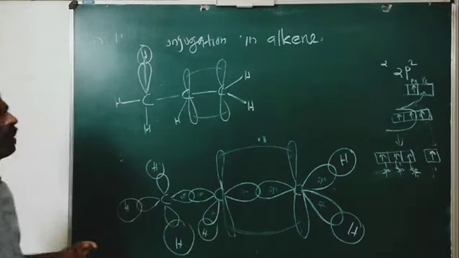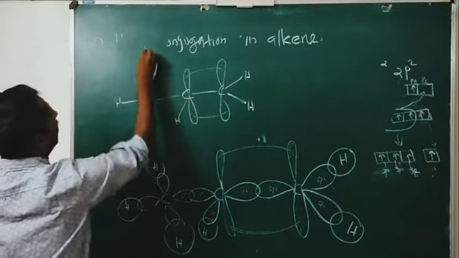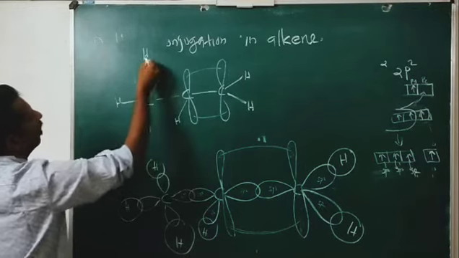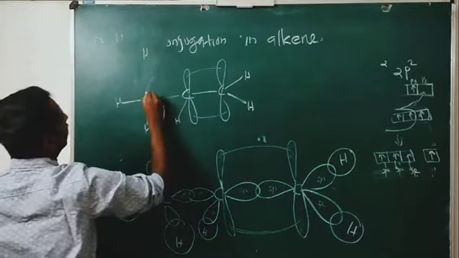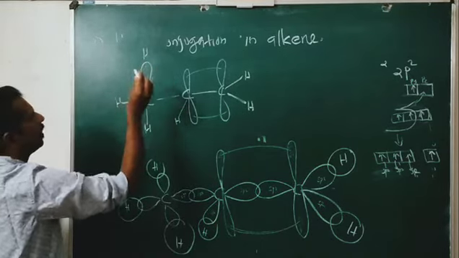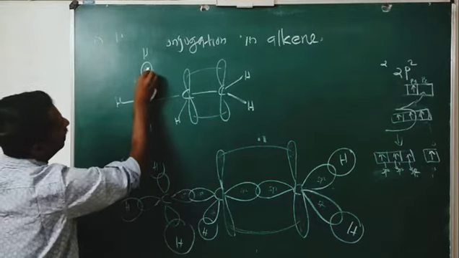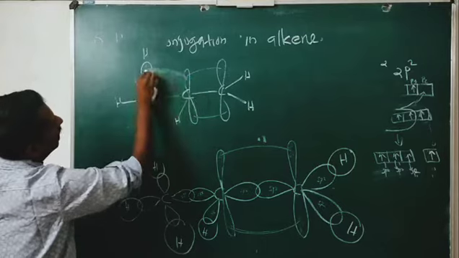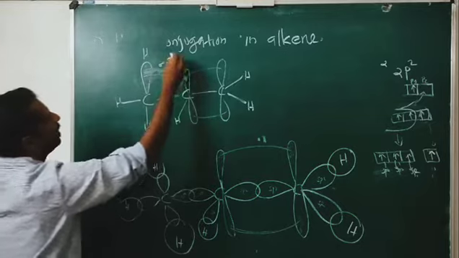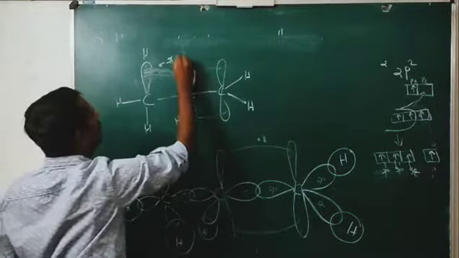Okay, now what do we mean by hyperconjugation? It means this C-H sigma bond. The C-H sigma bond orbital, this orbital, has sigma electrons present in it. Now what will happen? This will interact with the pi orbital. This sigma-pi interaction is what is known as sigma-pi hyperconjugation.